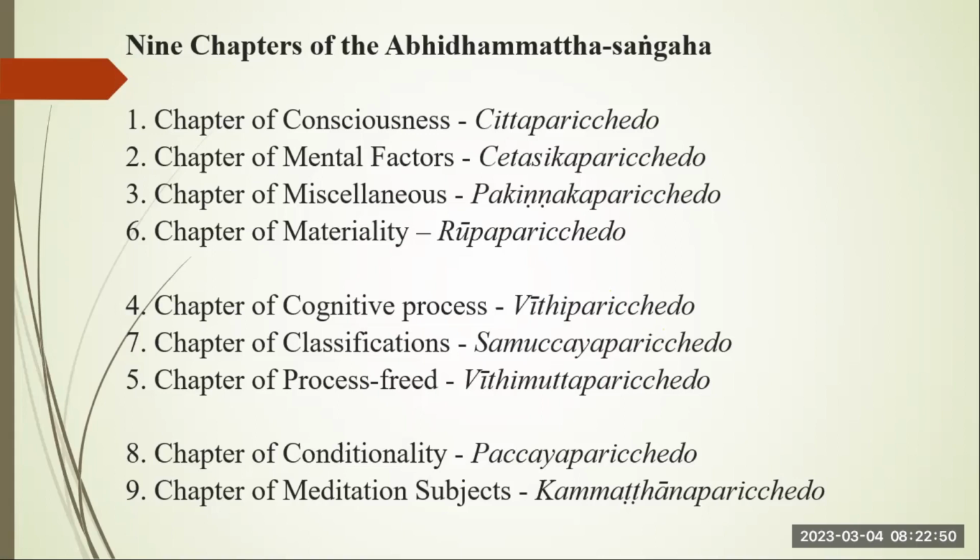Just to get a glance at these chapters. The chapter 1, chapter of consciousness, explains the teaching of the mind or consciousness. I also use the word chitta. In this class, I almost use chitta or mind to indicate the consciousness. In the first chapter, we will learn about the classification of the mind. There are altogether 89 or 121.